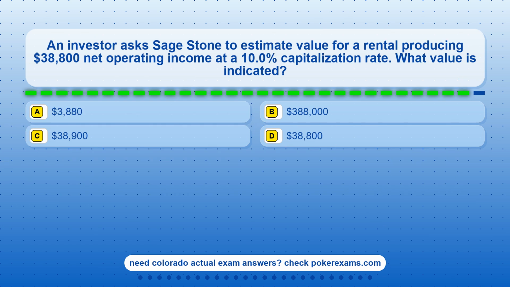Question 23. An investor asks Sage Stone to estimate value for a rental producing $38,800 net operating income at a 10% capitalization rate. What value is indicated? Option A. $3,880. Option B. $388,000. Option C. $38,900. Option D. $38,800.